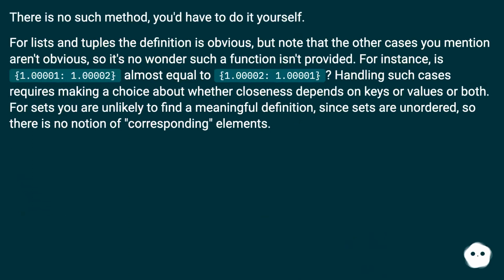There is no such method, you'd have to do it yourself. For lists and tuples the definition is obvious, but note that the other cases you mention aren't obvious, so it's no wonder such a function isn't provided. For instance, is {1.00001: 1.00002} almost equal to {1.00002: 1.00001}? Handling such cases requires making a choice about whether closeness depends on keys or values or both. For sets you are unlikely to find a meaningful definition, since sets are unordered, so there is no notion of corresponding elements.